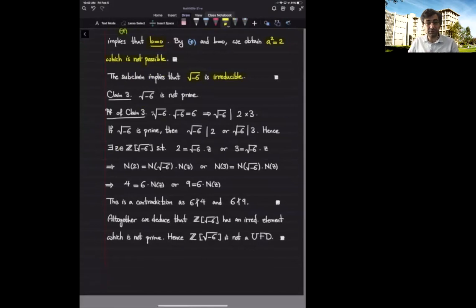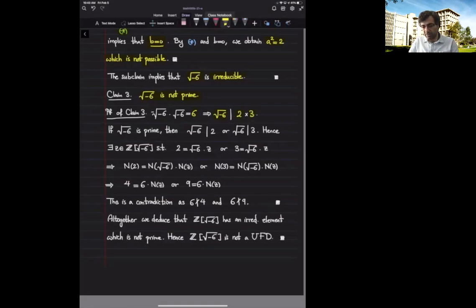The last thing that we'll do is to show this is not prime. So that means I'm finding an irreducible element which is not prime. From there, we deduce this ring is not a UFD. So I want to show that it is not prime. This is my goal. That means I have to provide two elements, a and b, such that root negative 6 divides a times b, but it does not divide either a or b. Those elements are in fact 2 and 3. Root negative 6 times negative root negative 6 is 6. So this means root negative 6 does divide 2 times 3.